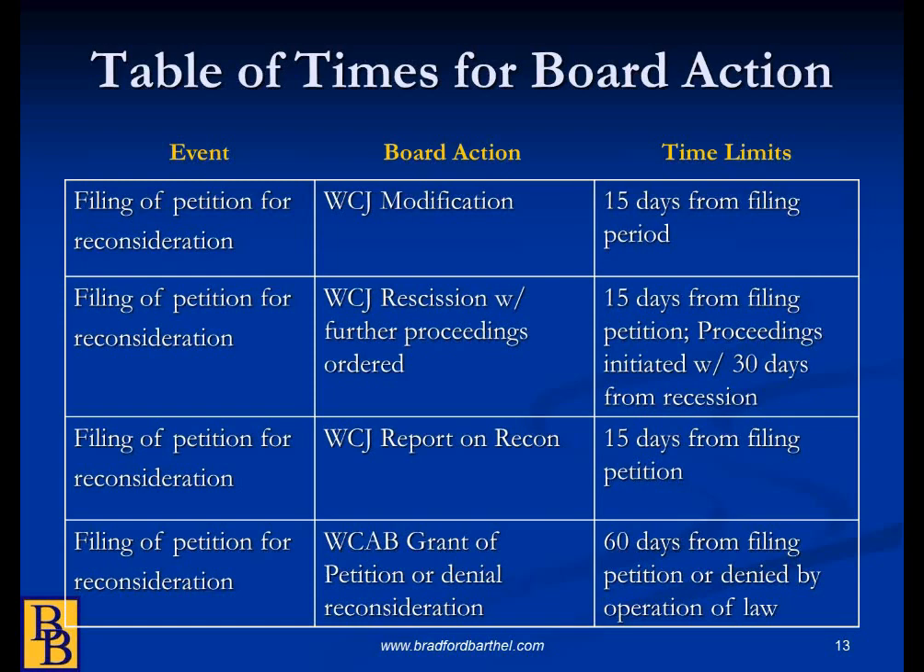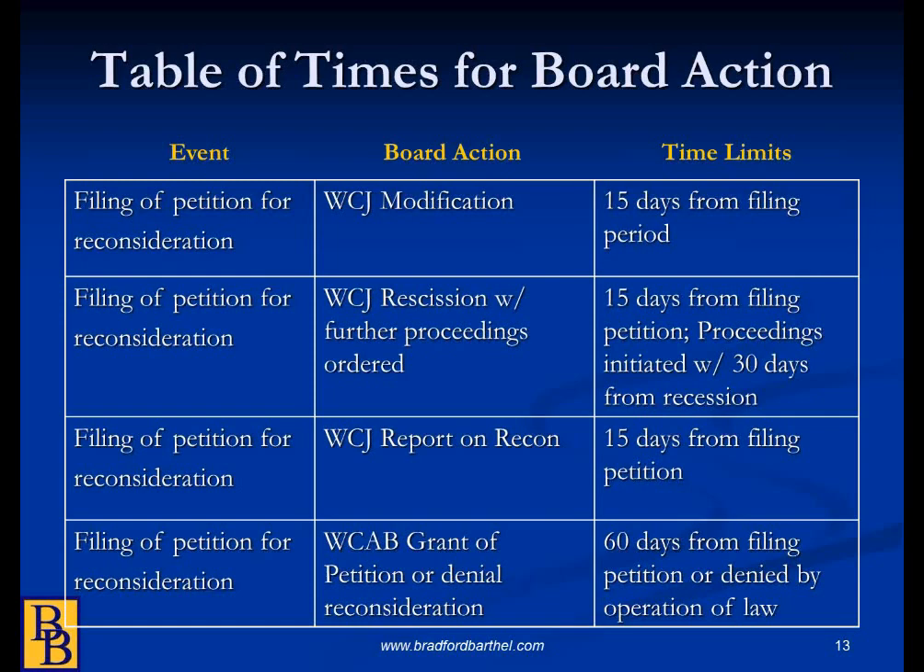Next, the next thing a judge can do, and typically what they do, is issue their report on reconsideration. That's called a report and recommendation on reconsideration. More often than not, they will deny, or recommend that reconsideration be denied. And that, of course, is just the judge's recommendation to the Recon unit. It's not a final decision on the appeal itself.